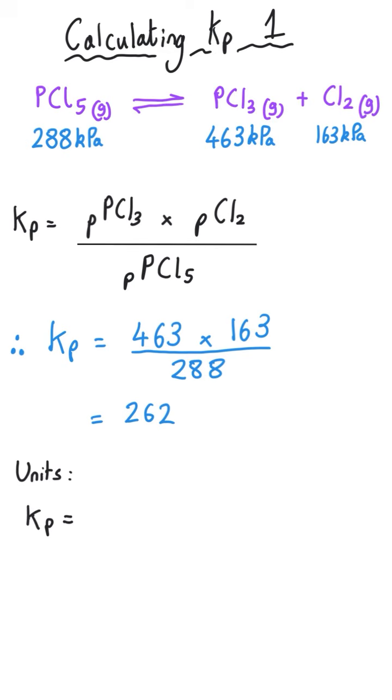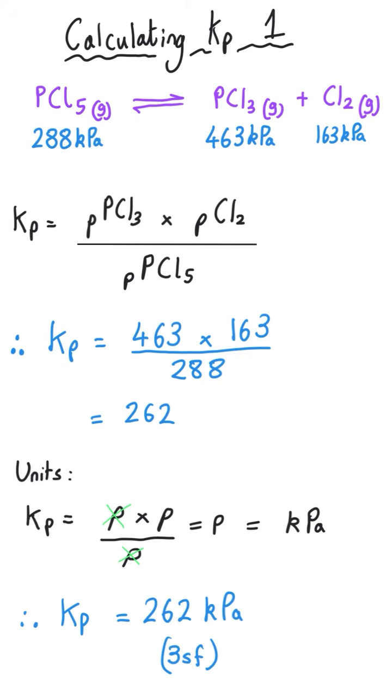Now we can work out the units in the exact same way that we've looked at previously. We've got 2 partial pressure terms on the top and 1 partial pressure term on the bottom. So that means that there's going to be 1 cancelling from each of those positions. And so the units are going to be kilopascals. So our final answer, 262 kilopascals.